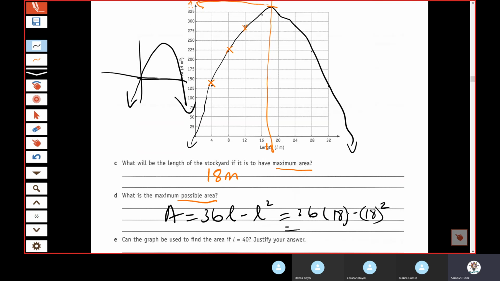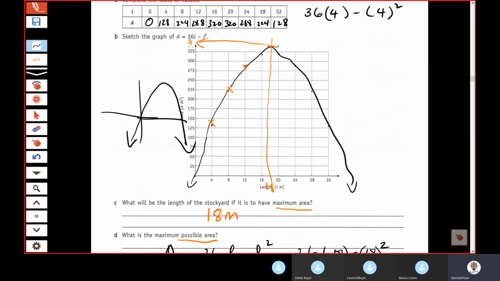So you can copy the two questions down. Write the length for maximum area would be 18 because it's symmetrical. And maximum possible area, you've got to sub it in to find that, which is 324. So the highest number you'll ever get to is 324. Actually, it says 325 there. I'm just going to rub that out. That's 325 there, and that means that becomes 324.